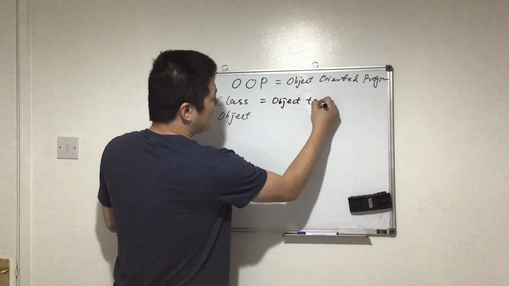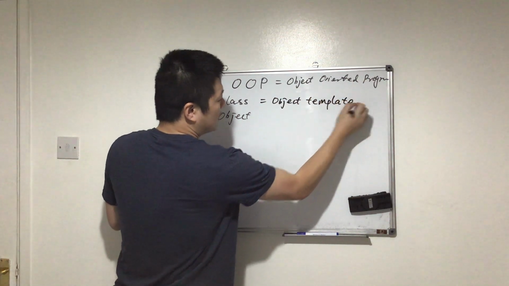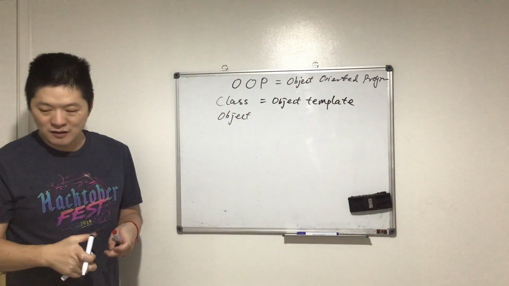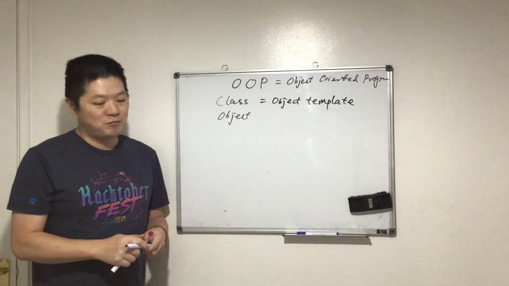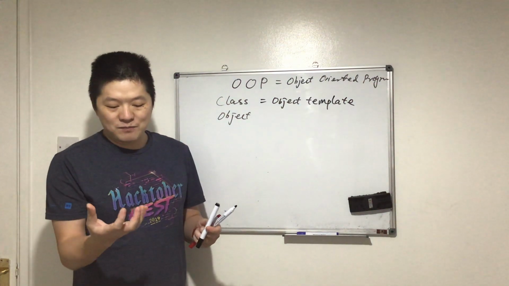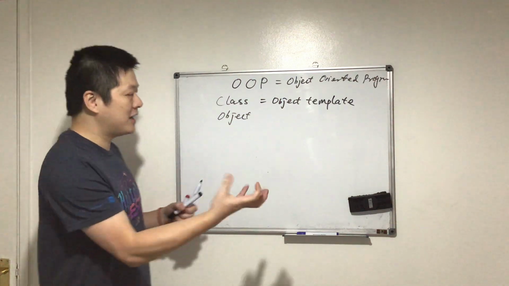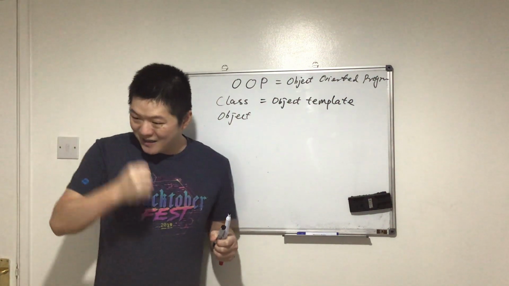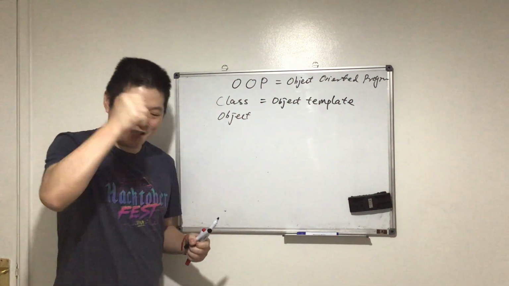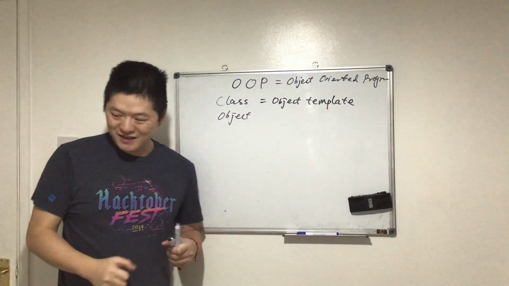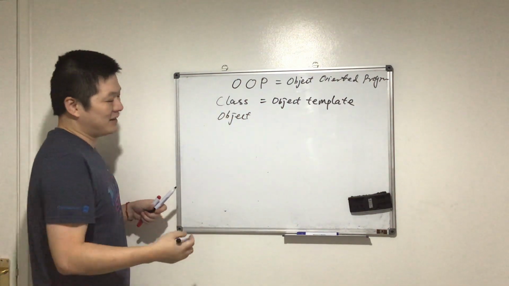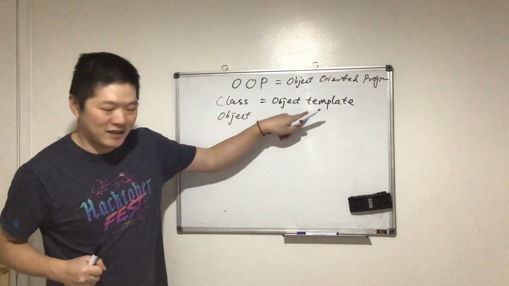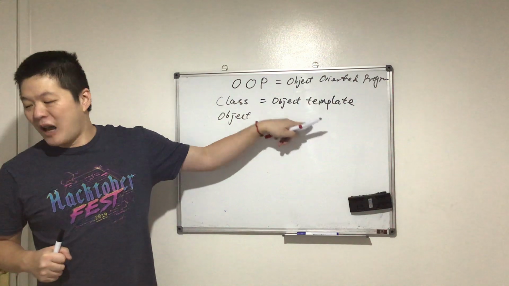You know what's a template? It's like a puzzle piece. You know the stamp, yeah? That's like a template. You have a stamp and you can create many stamps. So you can quickly make objects. So class is an object template, which can be used to create objects.